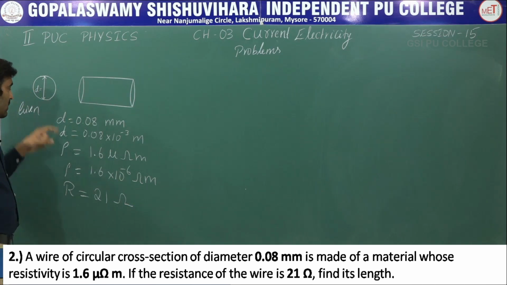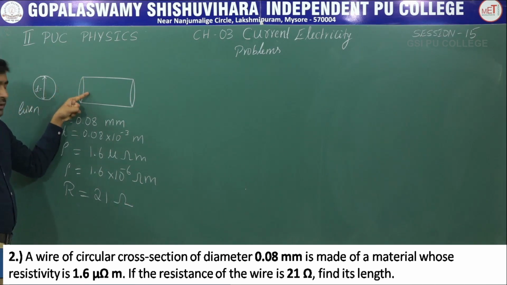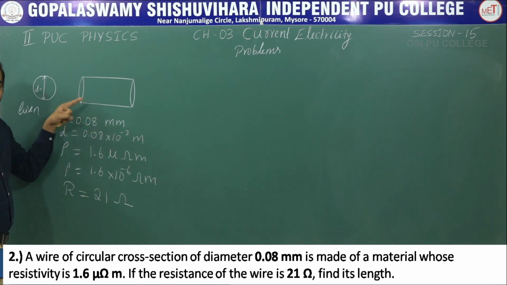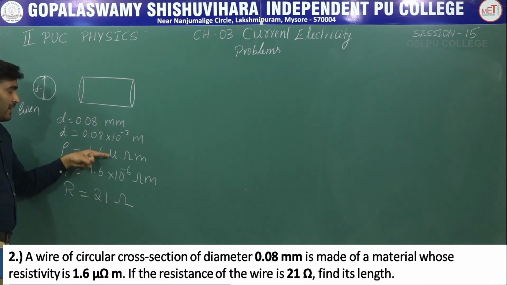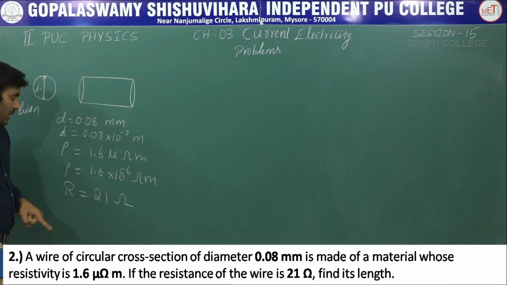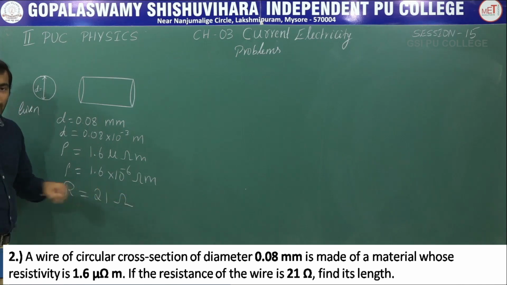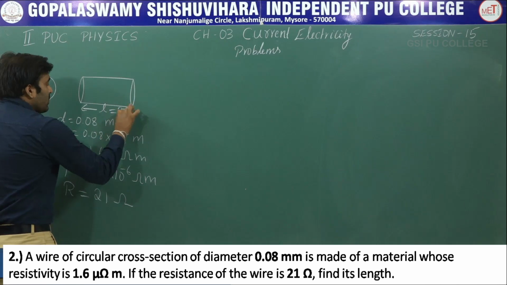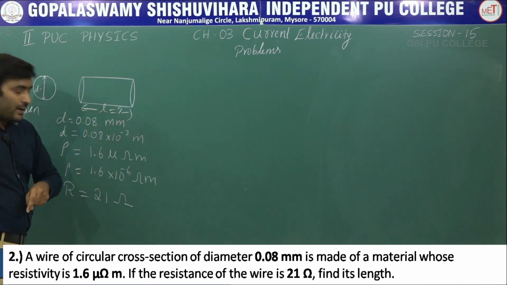So what are the given things? Diameter of the circular cross section, which is 0.08 millimeter. Next, resistivity of the material of the wire is 1.6 micro ohm meter, that will be 1.6 into 10 power minus 6 ohm meter. And resistance of the wire is 21 ohm. What we need to find is the length of this wire.